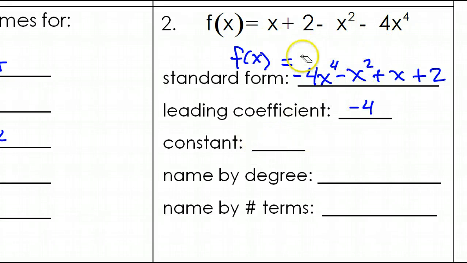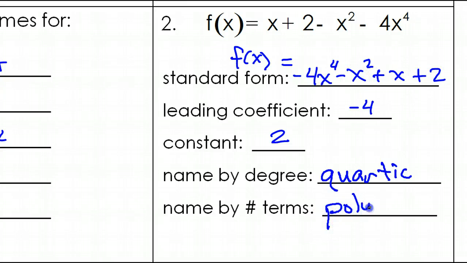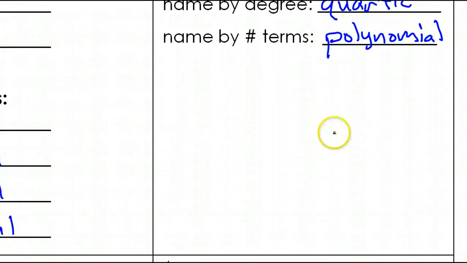The constant is the term that has no variable. So the constant is 2. Now, named by degree, the degree is 4, so this is quartic. Named by the number of terms, well, this has 4 terms, so polynomial. All right, this is a quartic polynomial. And if it was 5 terms, 6 terms, 7 terms, we would just still go with polynomial. All right, I guess that's it for number 2.